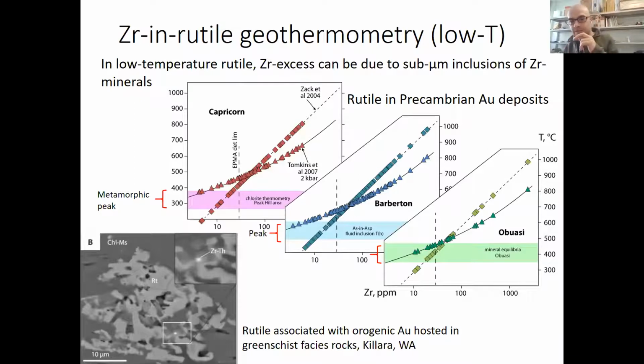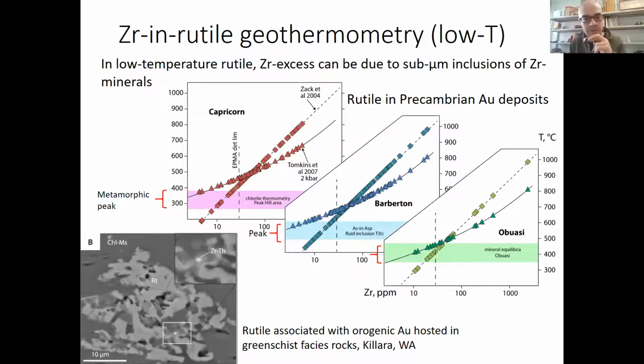Now, if we try to apply the same technique to lower temperature rocks, the few people who have tried it found it a little bit more difficult to obtain good results. So this example is some analysis from rutile associated with gold deposits in Western Australia, the Capricorn Orogen in red, and the Barberton Greenstone Belt in blue of South Africa, and Obuasi in Ghana in green. So for each one of these areas, we had independent estimates of equilibration temperature. And these are these pink and blue and green bands, the horizontal bands that you see in each one of these plots.